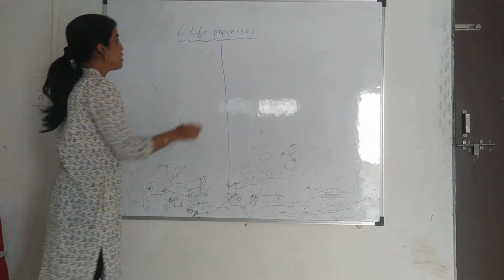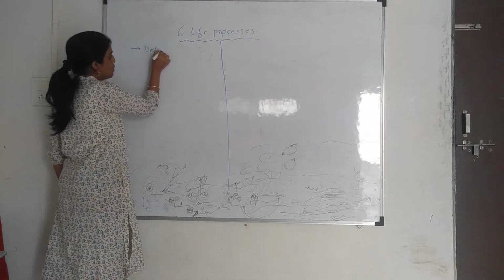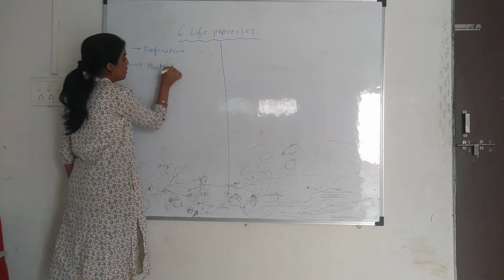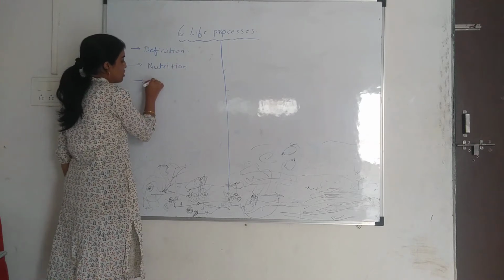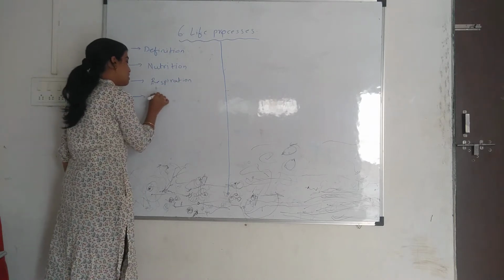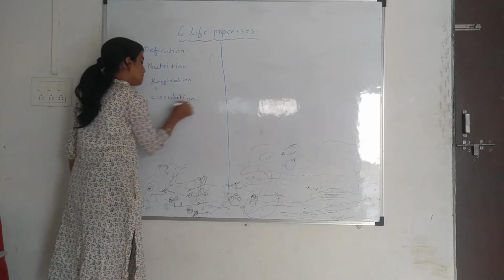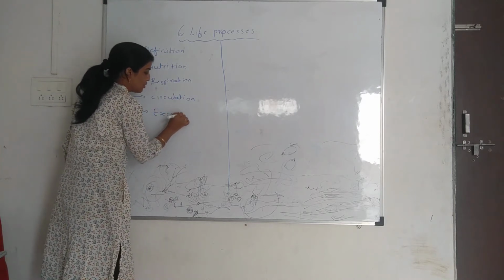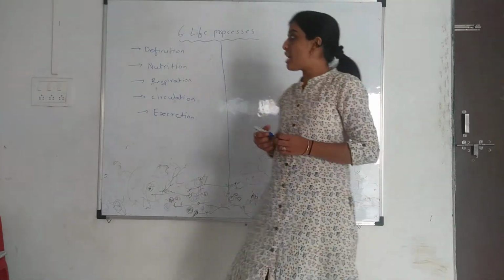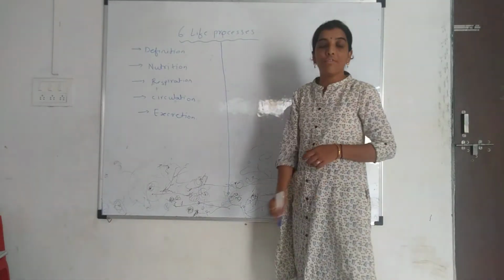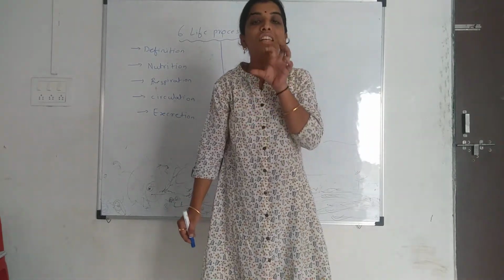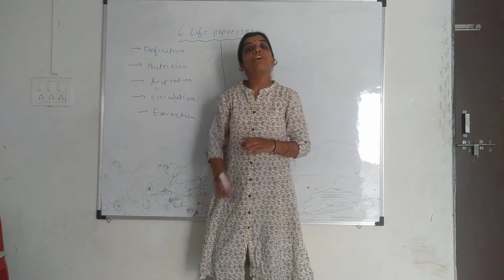Here, first point, we are going to study the definition. Okay, then we are going to study nutrition. Then we are going to study respiration. Then we are going to study circulation. Then we are going to study excretion. Okay. One by one we will study these points deeply in this chapter. First of all, we will see the definition of life processes. The processes which are important to maintain the life of the living thing, that are called the life processes.